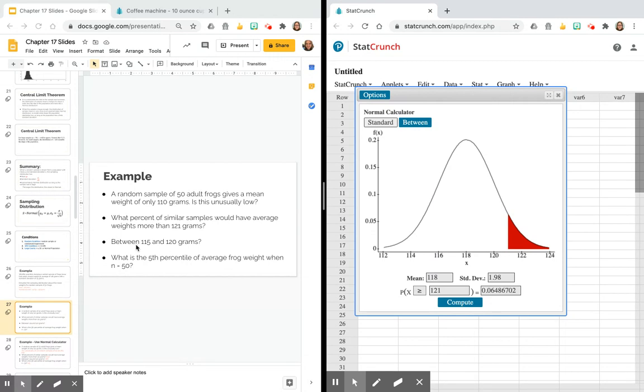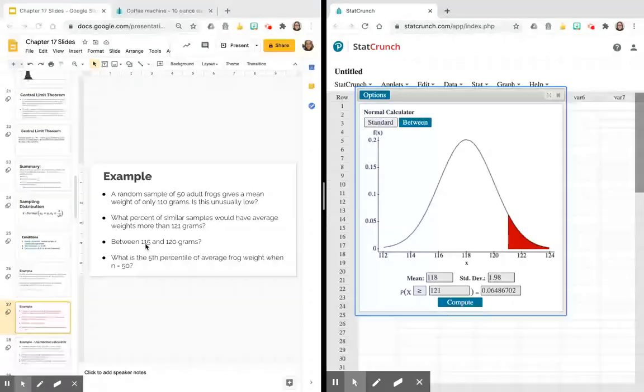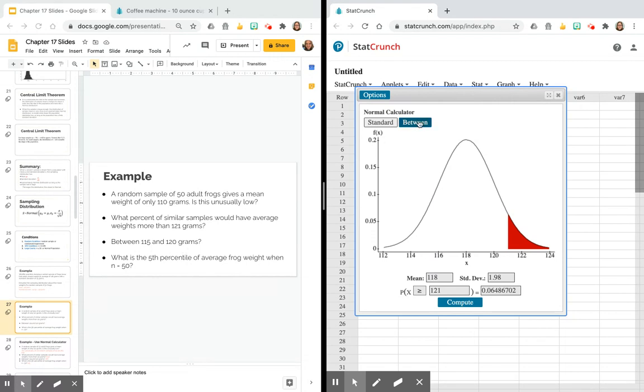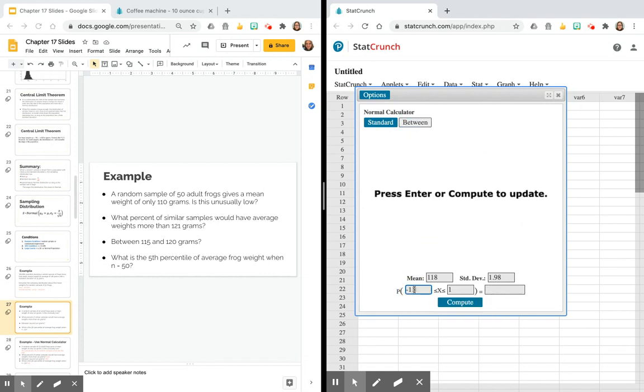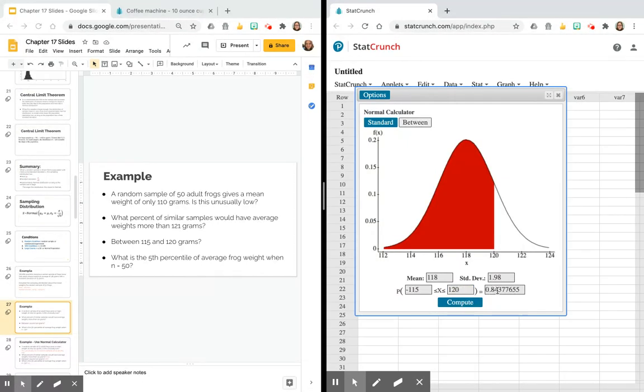What percent of samples is between 115 and 120? Well, for that, I could switch it to between. And we wanted to know the probability that it's between 115 and 120. If I compute that, I get 0.84, so 84%, I could say.